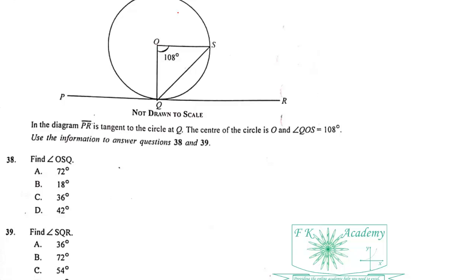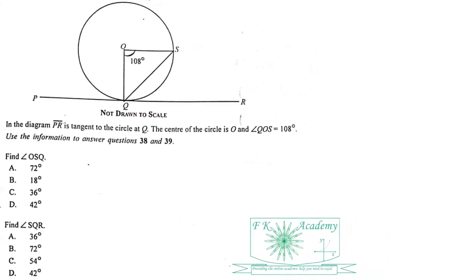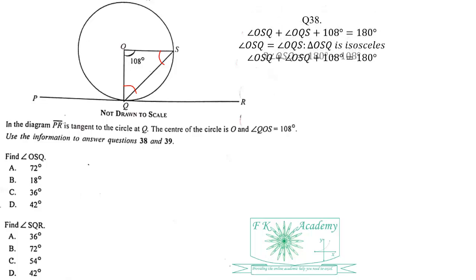In the diagram, line segment PR is tangent to the circle at Q. The center of the circle is O and angle QOS is 108 degrees. Use the information to answer questions 38 and 39. Find angle OSQ. This angle and this angle should be equal, and when we add them, we should get 180. So each of them should be 36 degrees, so that when we add 36, 36, 108, we will get 180 degrees.